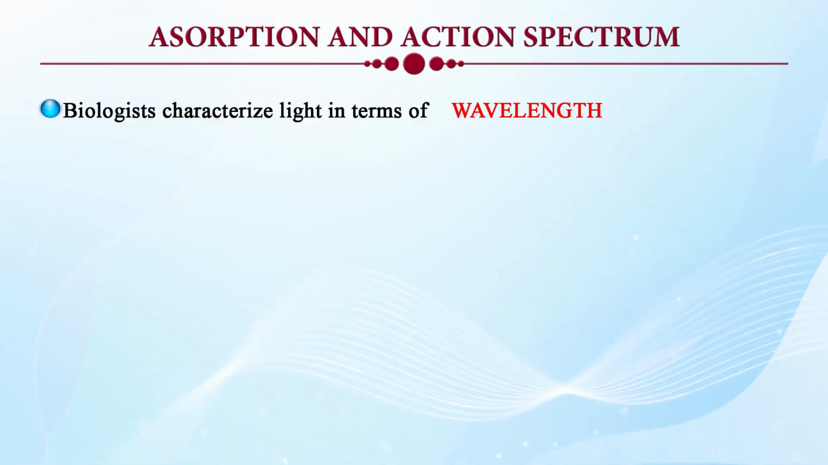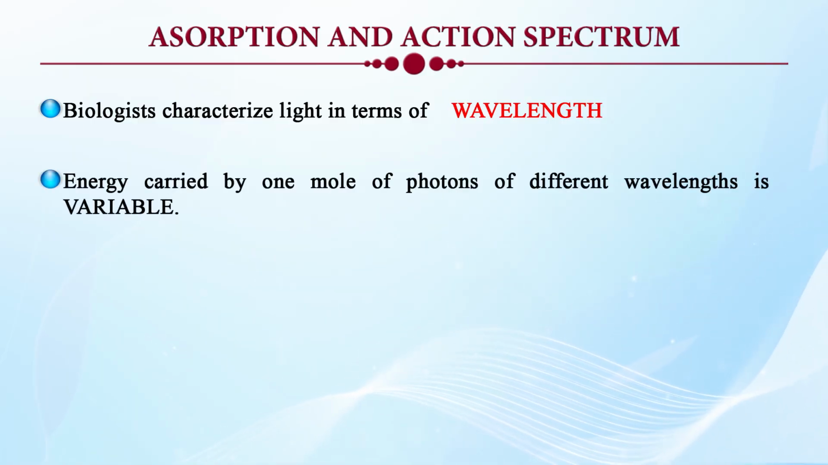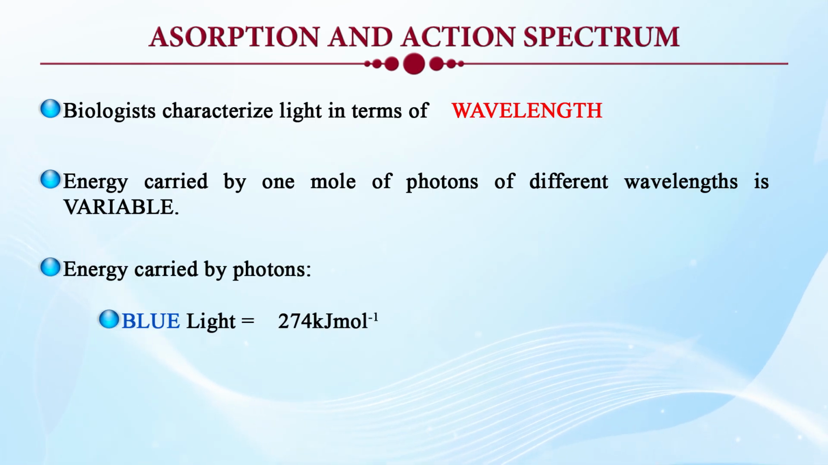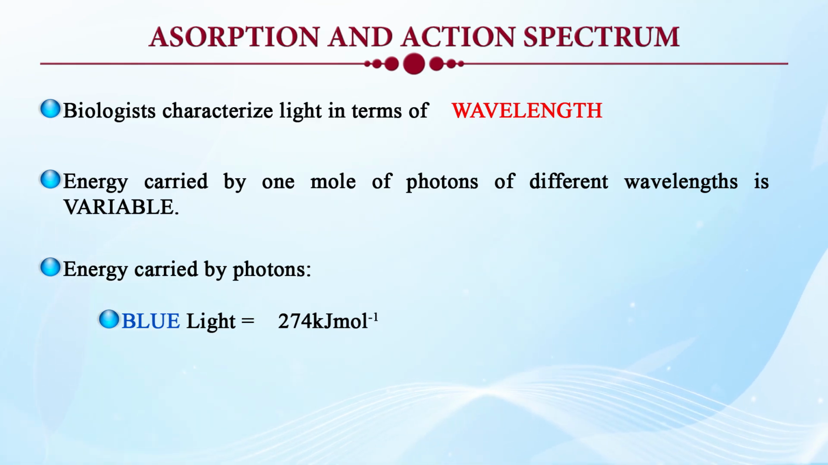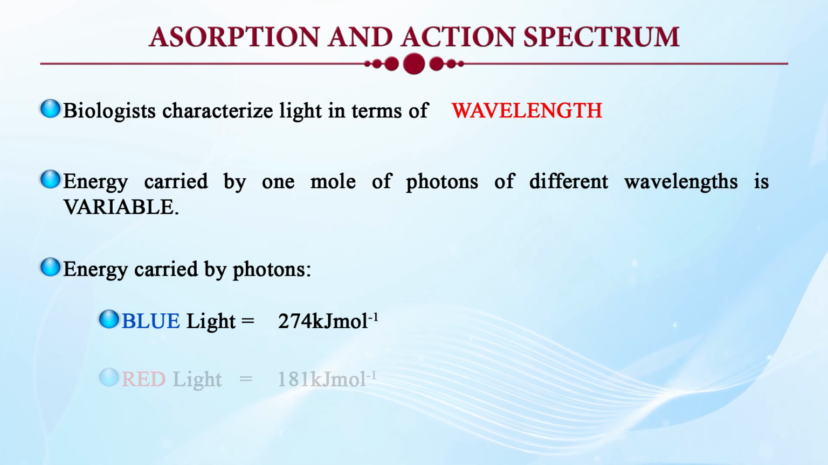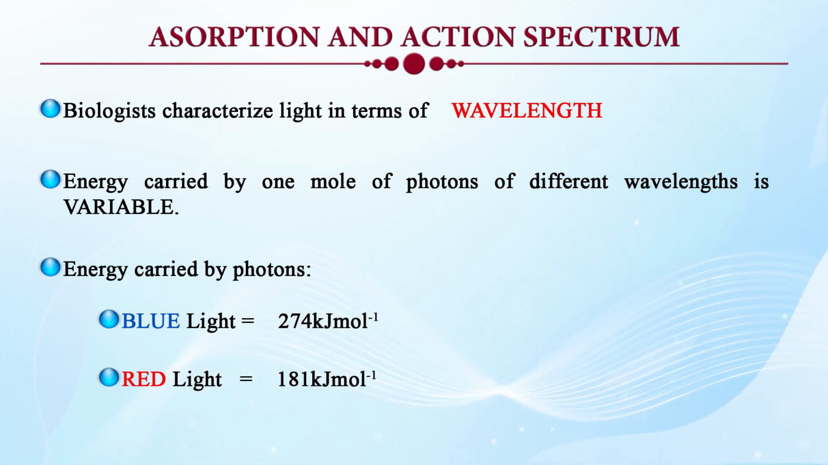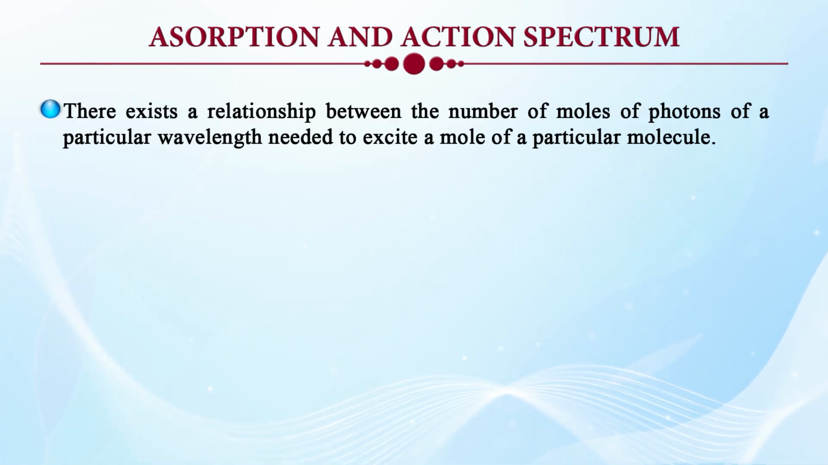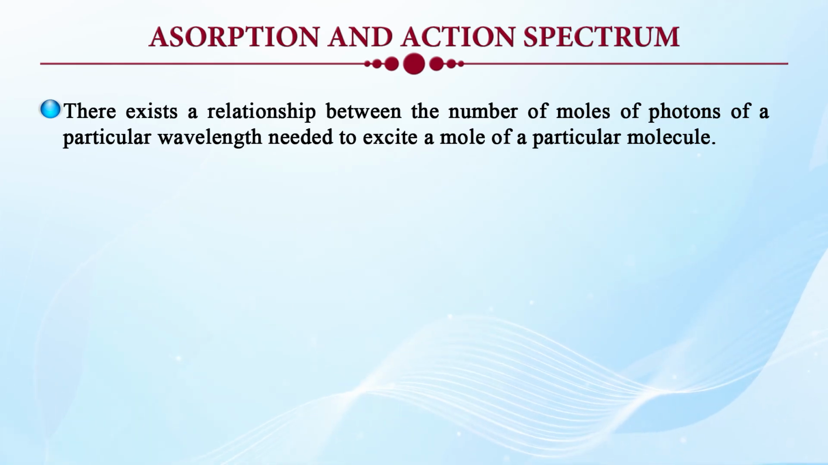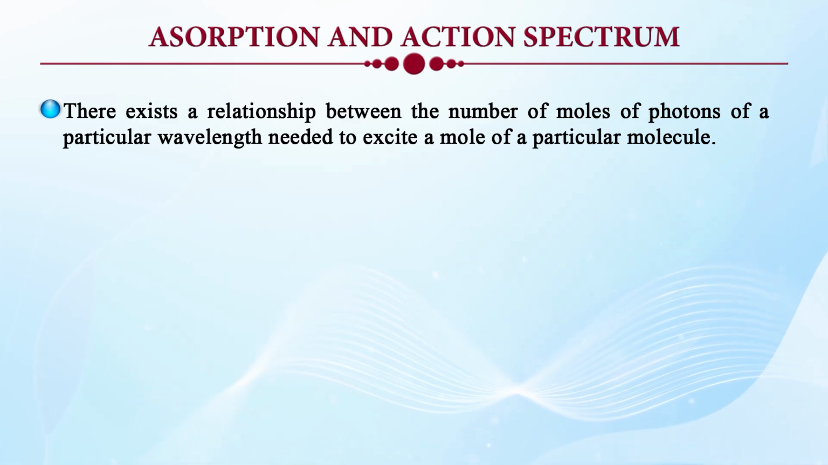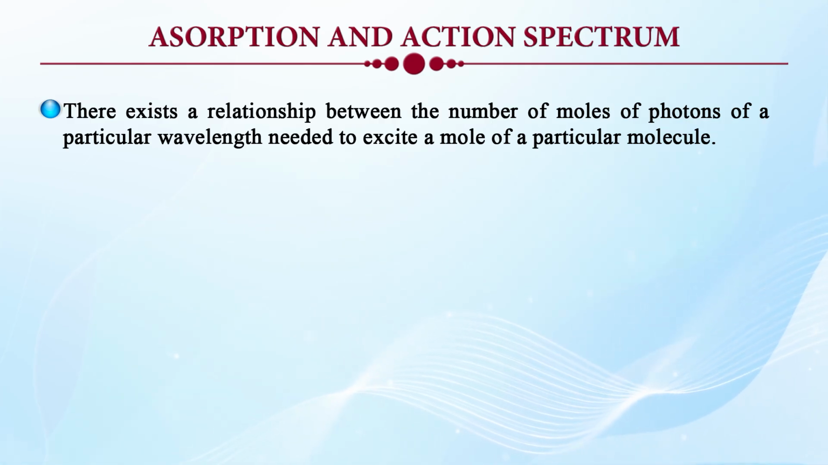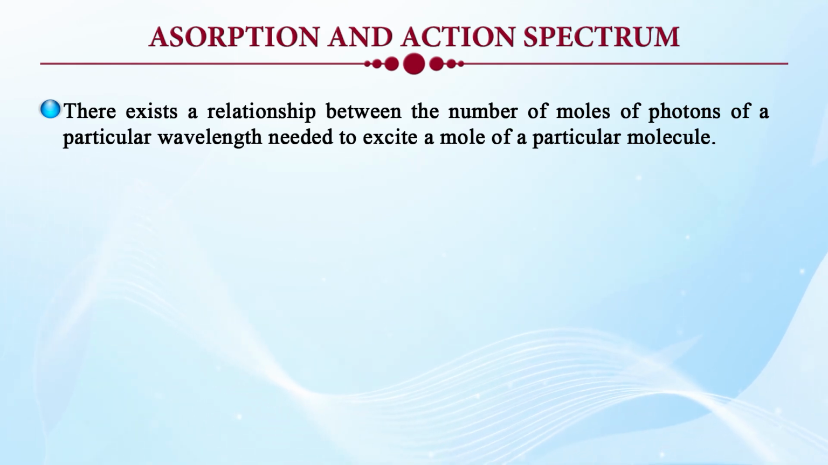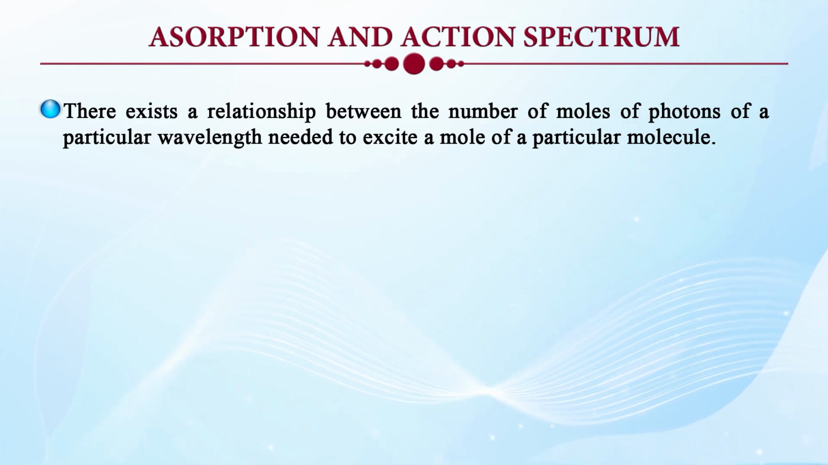We are talking about the different types of energy levels which are created by these light packets. Blue light, for example, has a very high energy value, about 274 kilojoules per mole. On the other hand, if you see carefully, red light is only 181 kilojoules, so it is less. And there exists a relationship between the number of photons of a particular wavelength which are going to excite. Chlorophyll is not selective that way. All the wavelengths of photons are going to fall on it. How much it can absorb will depend on the energy values.